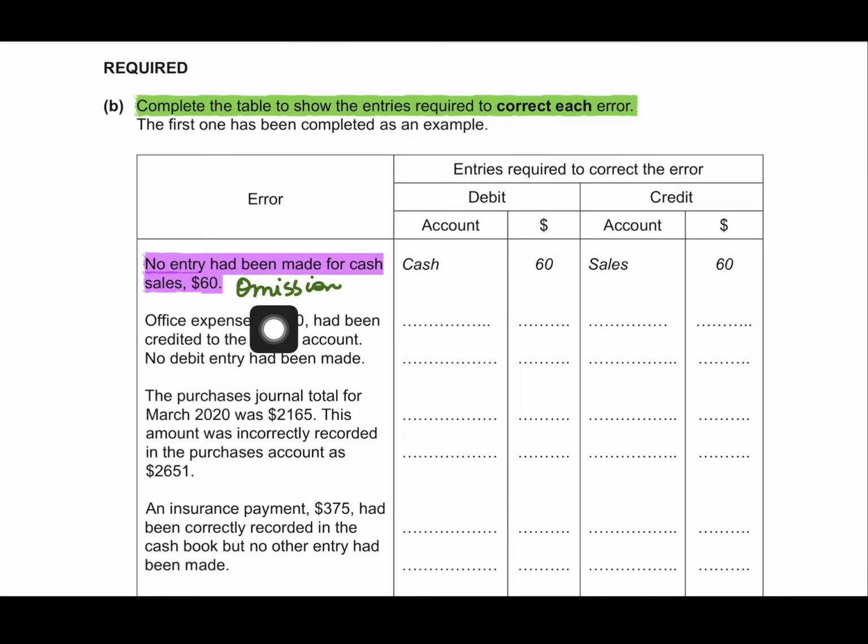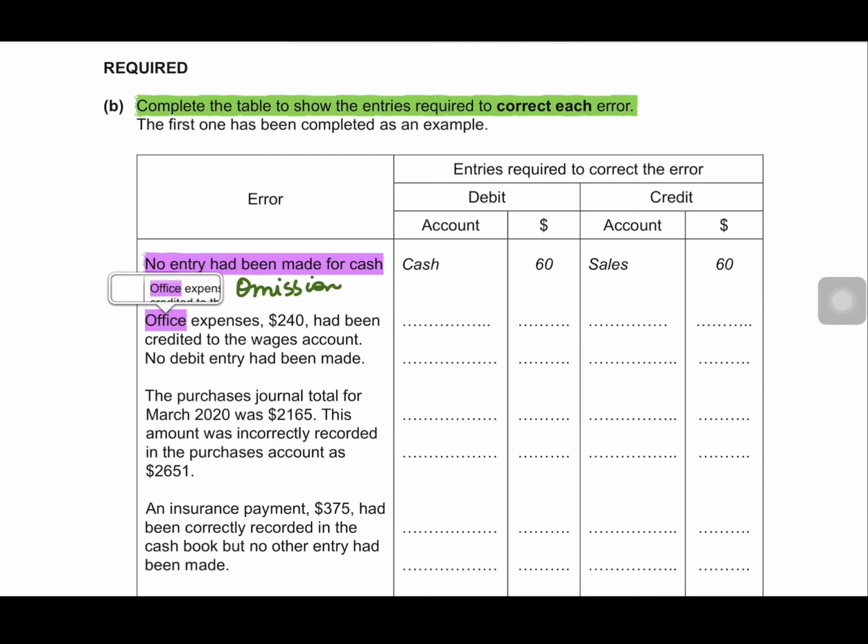So how will we correct an error of omission? Just like how the transaction should have been originally recorded. Since cash sales were not recorded, so now in order to correct this error, we will be debiting cash by 60 and crediting sales by 60. Now let's move to the second example.